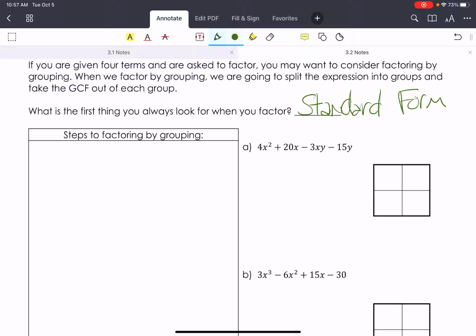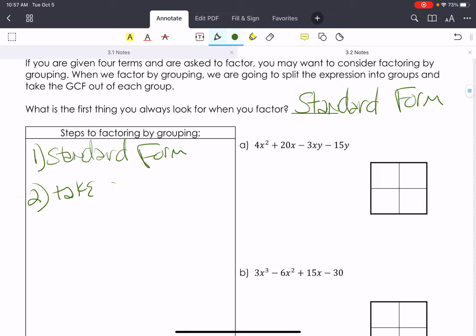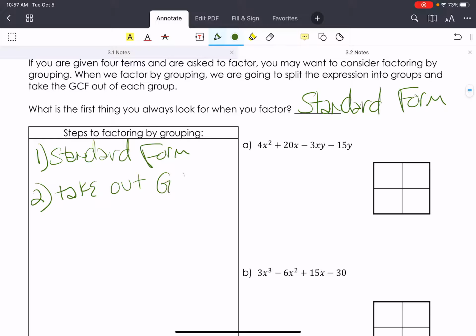So the very first thing you got to do before you can do anything else is make sure that it's in standard form. Biggest exponent on the left, and you go from there, okay? So number 1, standard form. Number 2, take out greatest common factor.